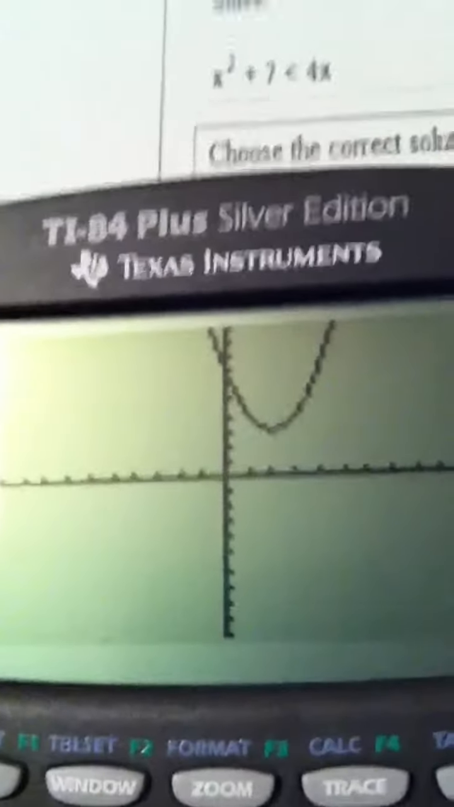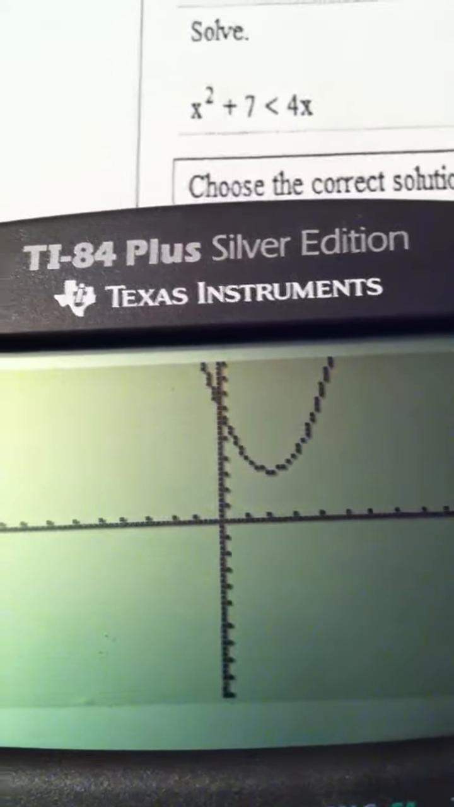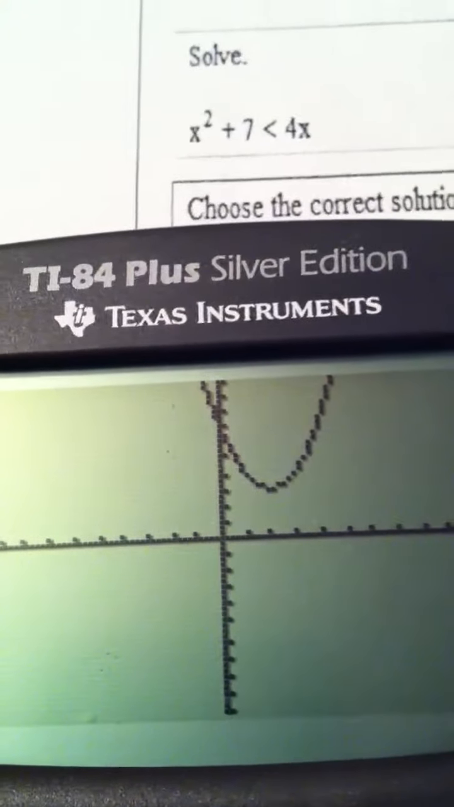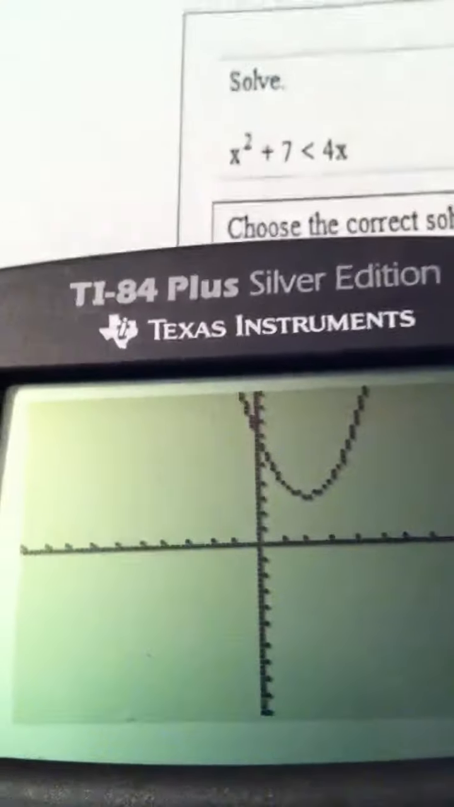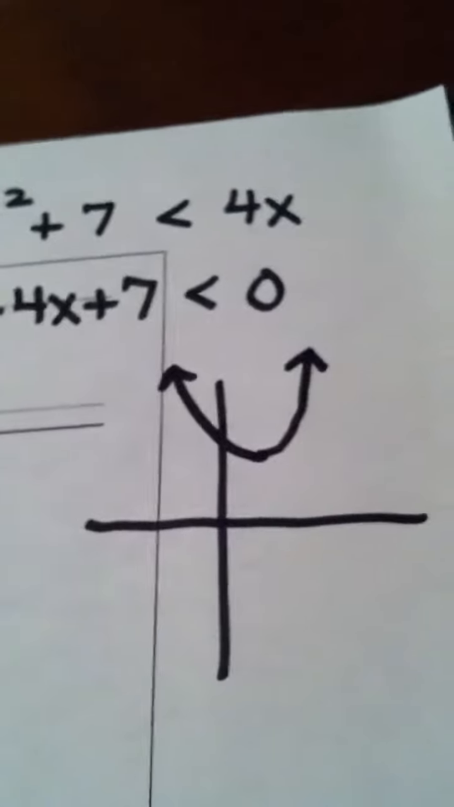Now notice where that graph is. The vertex of the graph is in quadrant 1, right? So if I redraw that graph here, my graphing calculator roughly showed the graph to look something like this. Again, no big deal on the scale, but that's what my graph looks like.